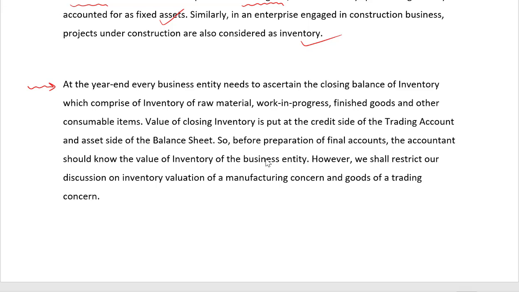At the year end, every business entity needs to ascertain the closing balance of inventory. The closing balance of inventory comprises inventory of raw material, closing balance inventory of WIP, inventory of finished goods and other consumable items. Value of closing inventory is put at the credit side of the trading account and asset side of the balance sheet. So, before preparation of the final accounts, the accountant should know the value of closing inventory of the business entity. However, we shall restrict our discussion on inventory valuation to manufacturing concerns and trading concerns.